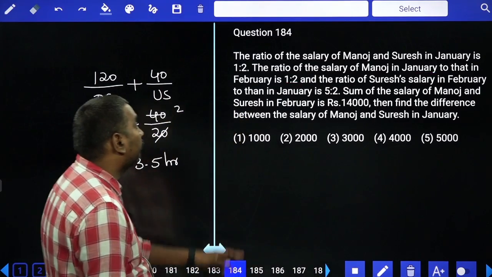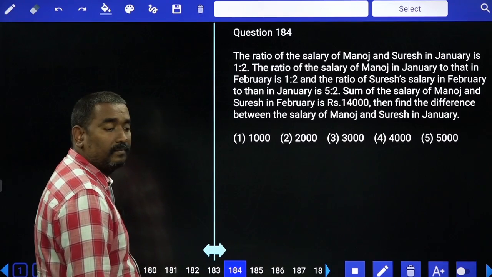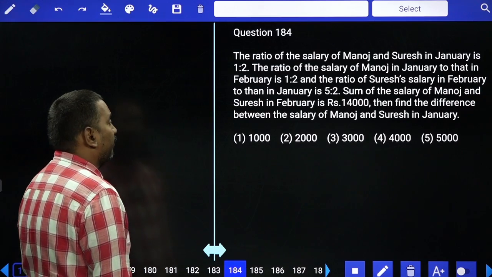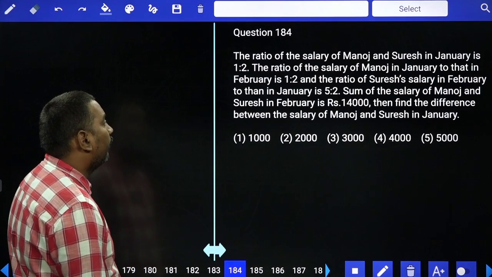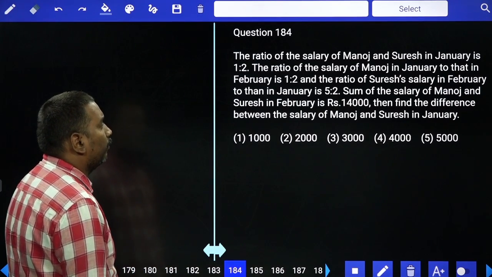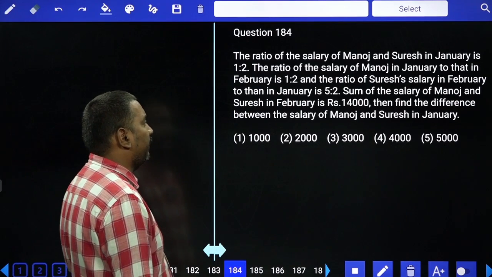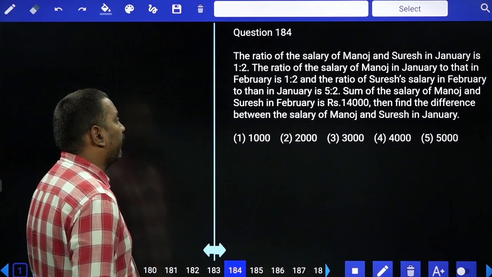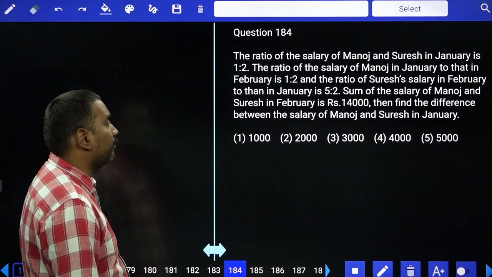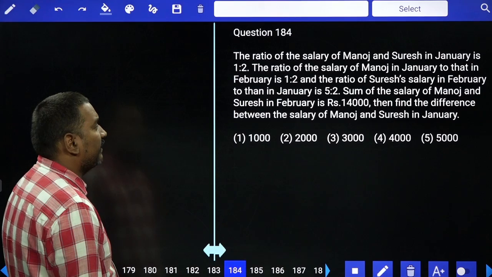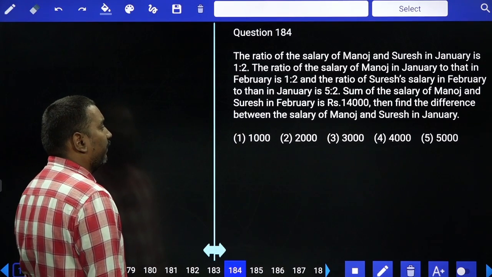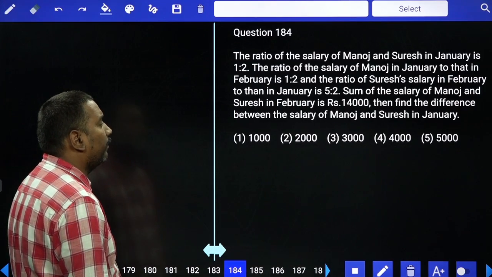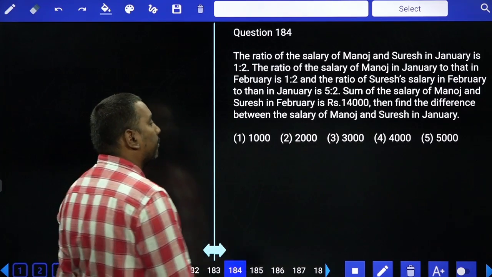Next. The ratio of the salary of Manoj and Suresh in January is 1:2. The ratio of the salary of Manoj in January to that in February is 1:2. And the ratio of Suresh's salary in February to that in January is 5:2. Sum of the salary of Manoj and Suresh in February is 14,000. Find the difference between the salary of Manoj and Suresh in January.